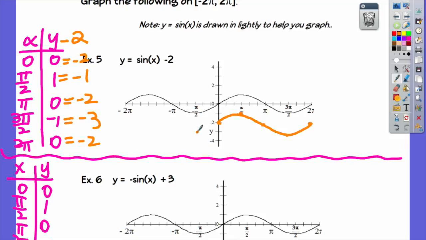And when I replicate that going over to this side, negative pi over 2, negative 3. And go down, continue that same pattern. At negative pi, negative 2. 3 pi over 2, negative 1. Okay, why would it be? I'm so confused on how to do that.